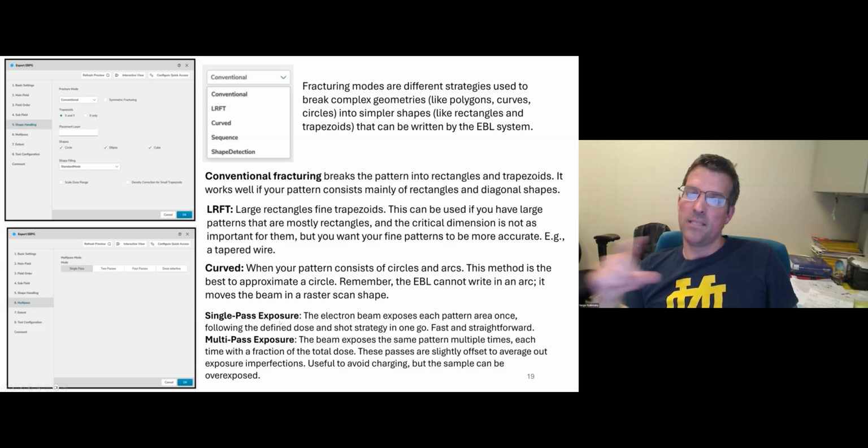So in single pass, the beam goes through on your pattern only once, and it applies the dose that you set. This is fast and straightforward, and this works most of the case.